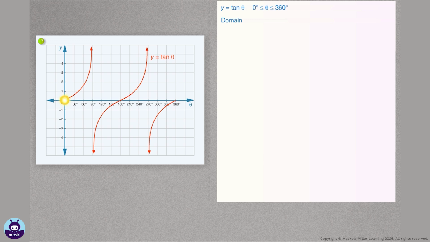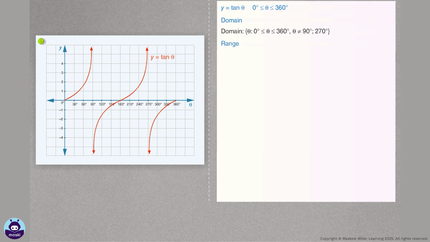Domain. As we have seen before, the domain of any function is the set of all possible theta values for which the function exists. We have only considered theta values from 0 degrees to 360 degrees. Here, theta takes all real number values from 0 degrees to 360 degrees, except 90 degrees and 270 degrees, as the tangent function is undefined at these 2 points. Therefore, the domain of the tangent function can be given as domain: theta such that 0 degrees ≤ theta ≤ 360 degrees, theta not equal to 90 degrees and 270 degrees.